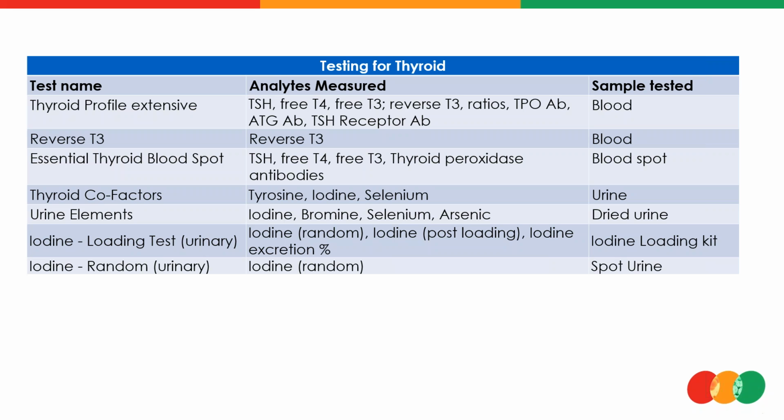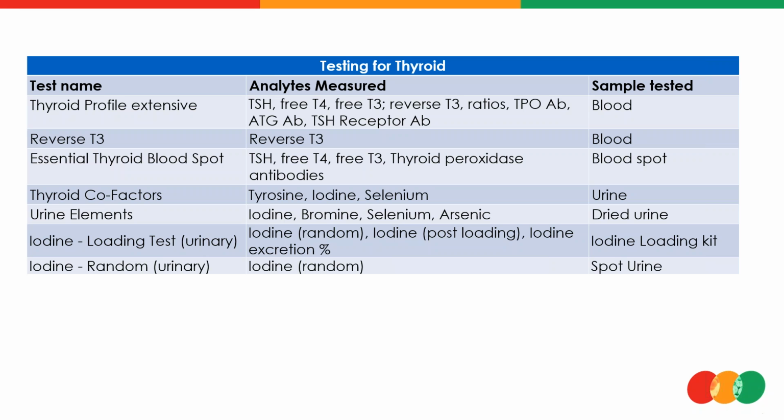To examine the thyroid, possibly the most comprehensive test would be the thyroid profile extensive, which identifies a hormone called thyroid stimulating hormone, TSH. TSH is possibly the most common thyroid hormone that is measured through the Medicare system. In conjunction with that, one would measure the amount of T4 and T3.